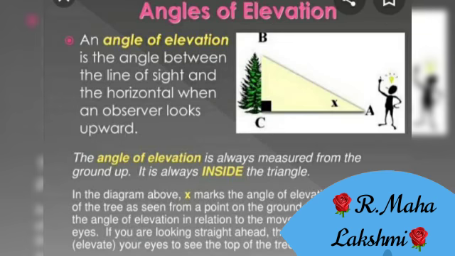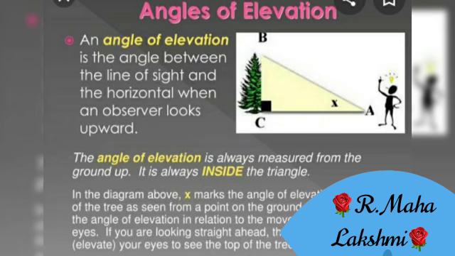Angle of elevation. An angle of elevation is an angle between the line of sight and the horizontal when an observer looks upward. The angle of elevation is always measured from the ground up. It is always inside the triangle.